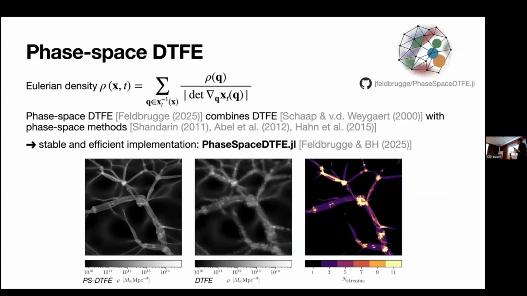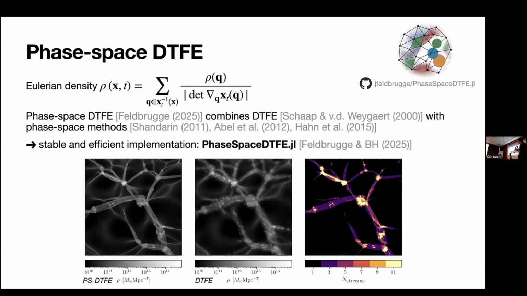Just a side note on that, this multi-streaming nature of the large-scale structure is also relevant to an equation that you may remember from your cosmology textbooks. When you want to evaluate density fields from an n-body simulation, to be exact, you would have to evaluate this weighted sum over all streams that flow into a final matter configuration.